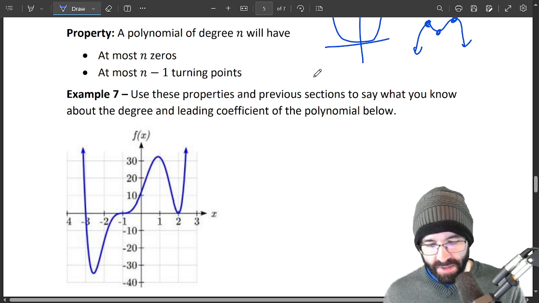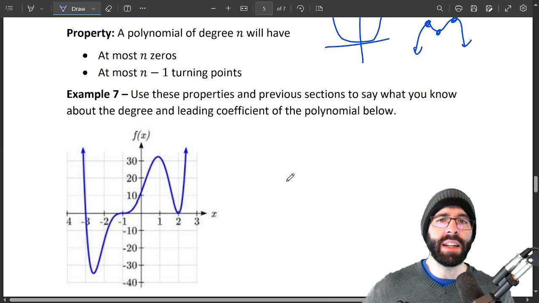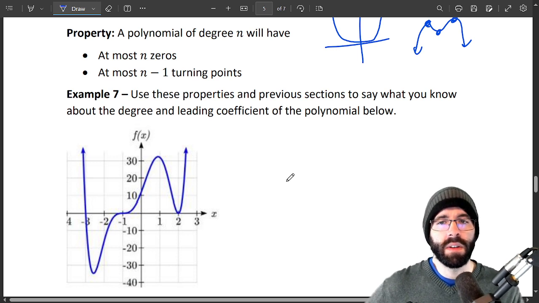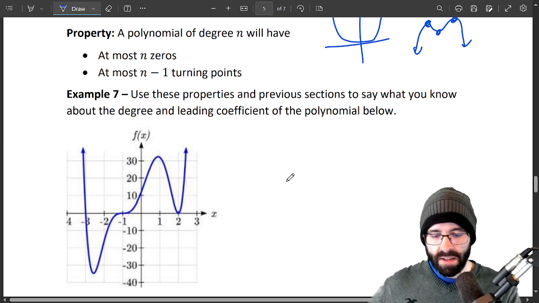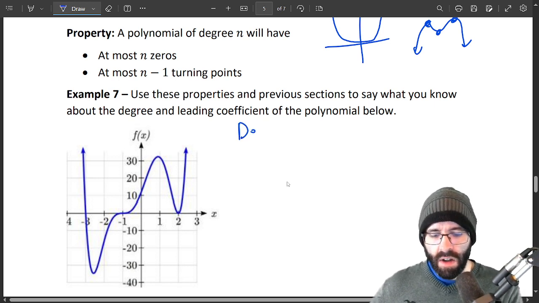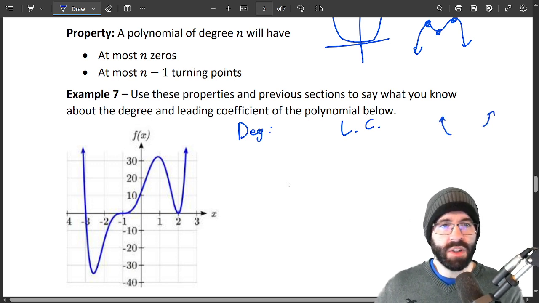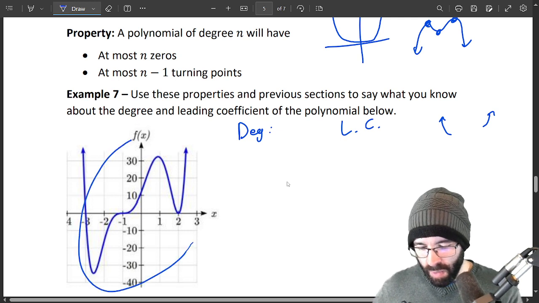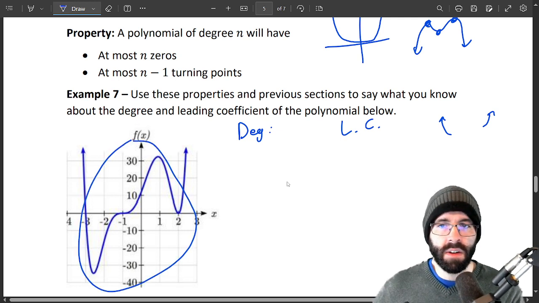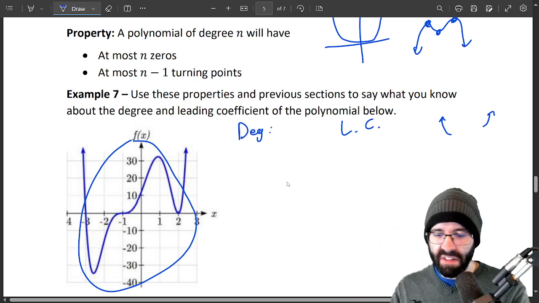So let's use those properties and previous sections to say, what do we know about the degree and leading coefficient of the polynomial below? Okay, let's just go in steps. Let's talk about long run behavior. Long run behavior says we know something about the degree and the leading coefficient. To the left, it's going up, and to the right, it's going up. If we just focus on long run behavior, we ignore everything outside of this circle. Long run behavior is just forget about the middle stuff. Let's look at the ends.